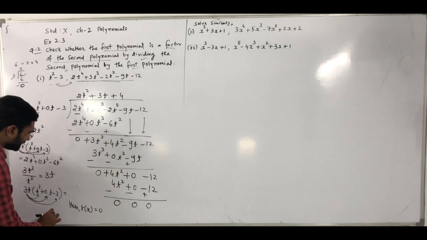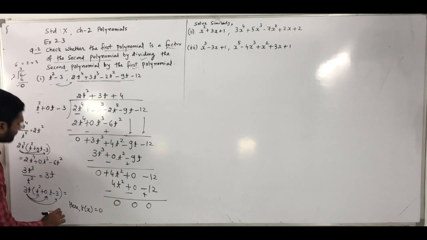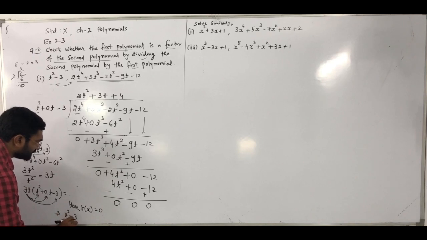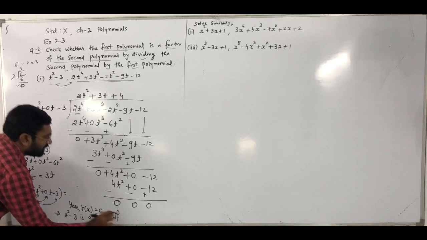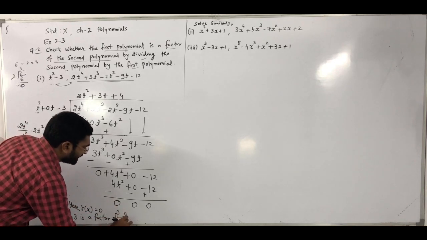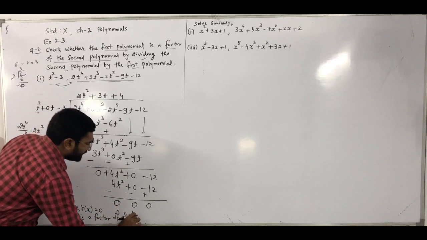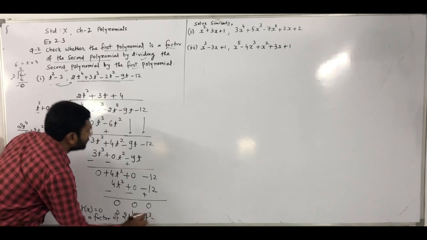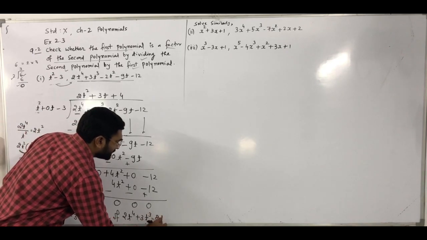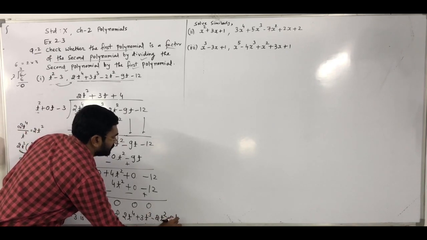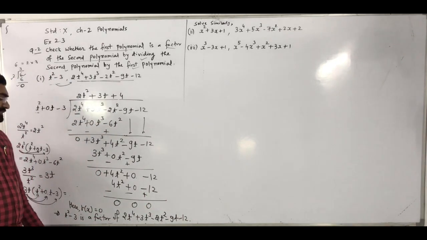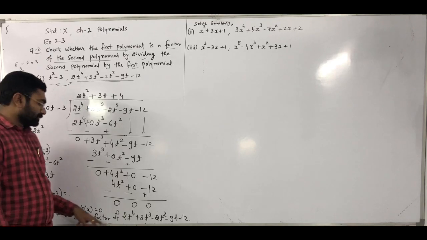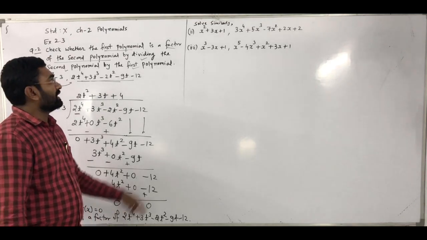So we can say t square minus 3 is a factor of 2t raised to 4 plus 3t cube minus 2t square minus 9t minus 12. Right? So that way we can decide: if your remainder is 0, then we can say the first polynomial is a factor of the second polynomial.